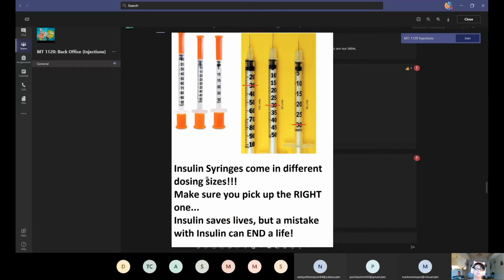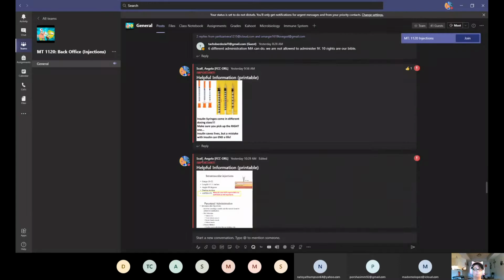And it says here, insulin syringes come in different dosing sizes. Make sure you pick up the right one. Insulin does save lives, but a mistake with insulin can end somebody's life. And that's not me making jokes or anything like that. That is me being 100% serious. I have seen this done, and there's nothing you can do about that. We don't want this, okay?